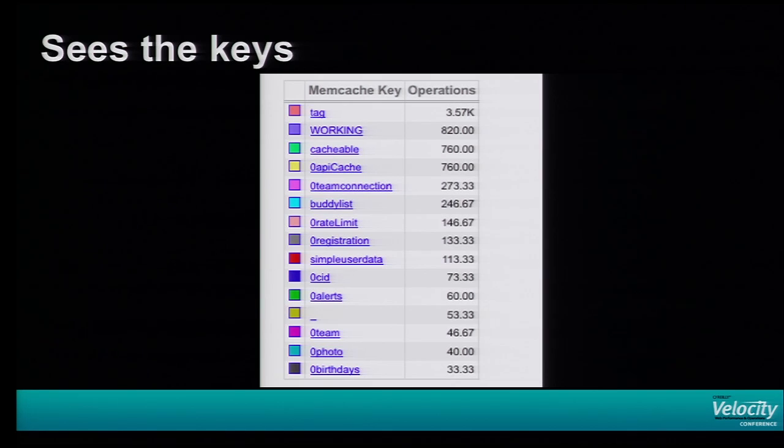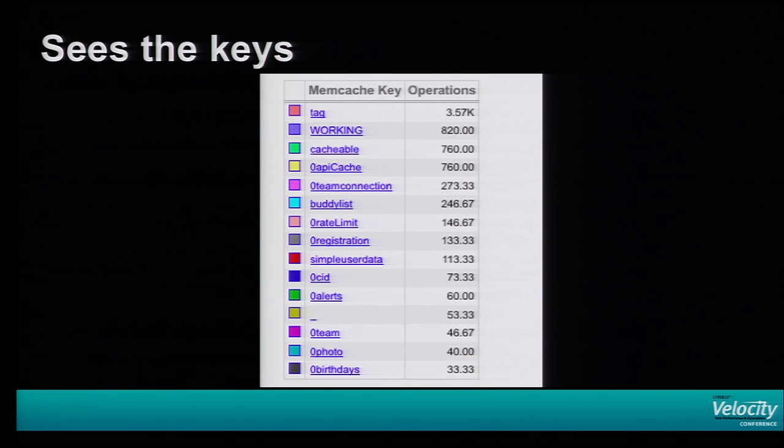But similarly, just like we talked about with HTTP, it's not just about counters. You also get to see your keys. So here we're looking at the top 15 hottest keys on our site in terms of operations per second. We can get throughput for these. We can get durations for these. All this stuff is available.